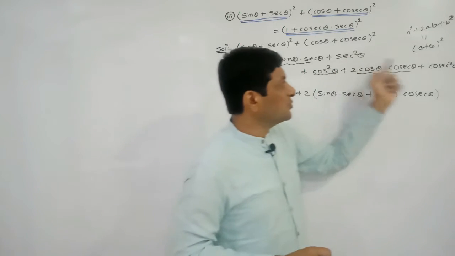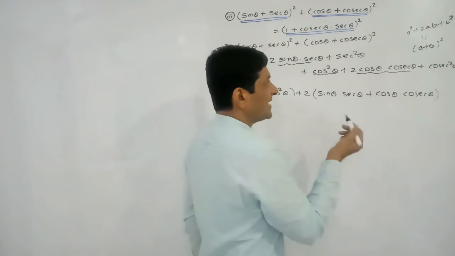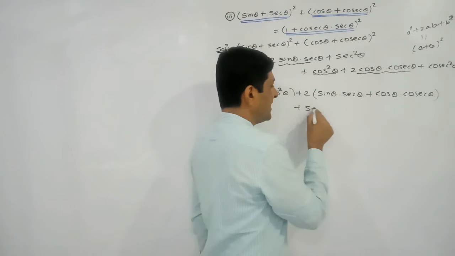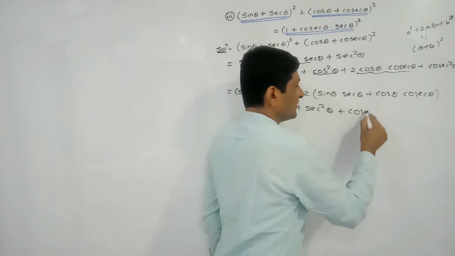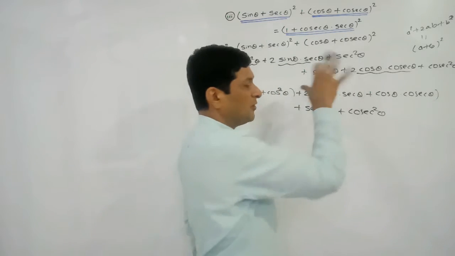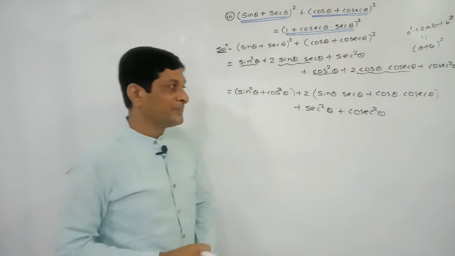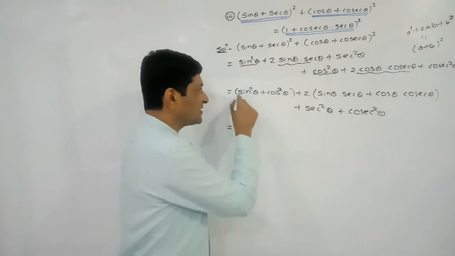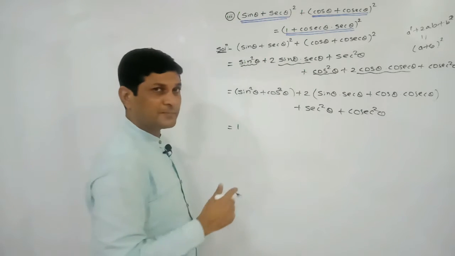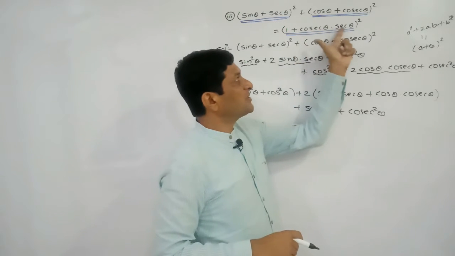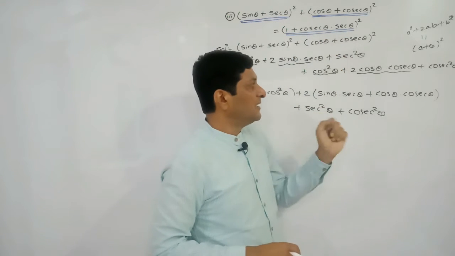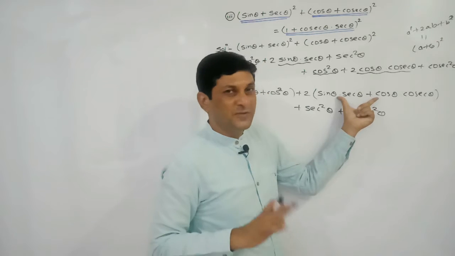So collect these two terms here, sec square theta and cosec square theta, sec square theta plus cosec square theta. Already we have written all these terms here, isn't it? So now according to the identity its value is equal to 1 plus 2ab, where a means 1 and b means cosec theta into sec theta. To get that result we are simplifying this expression.